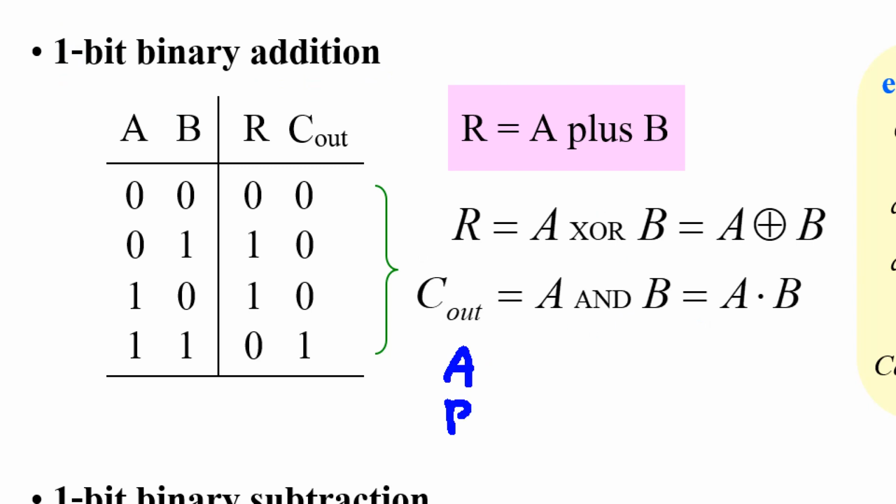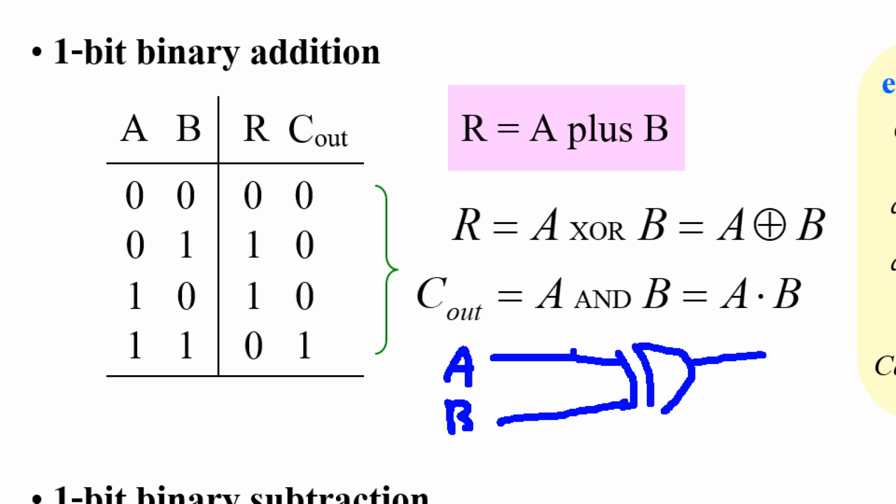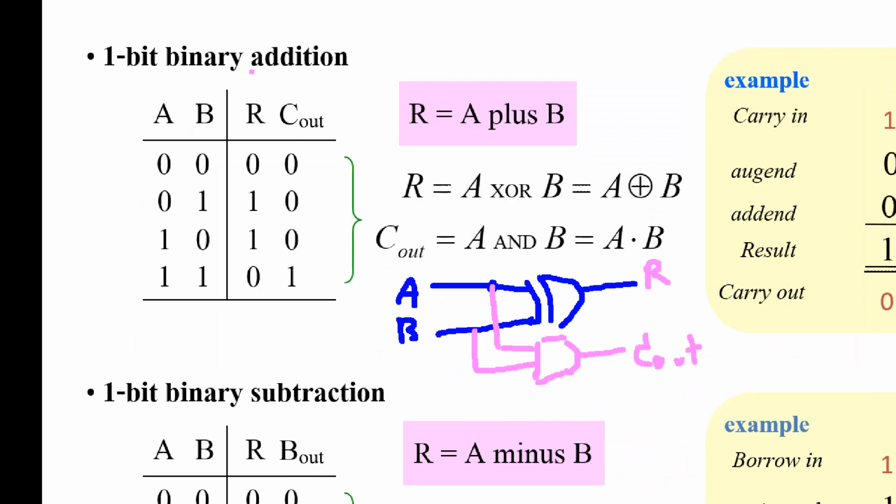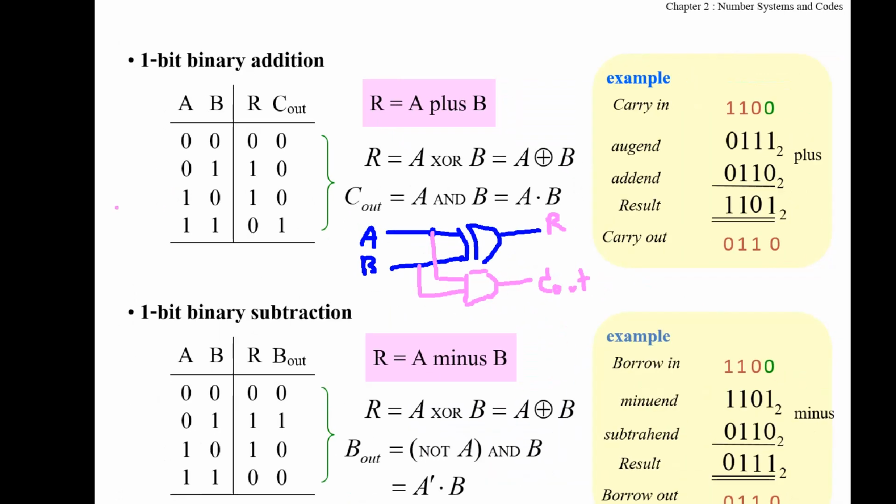A, B, XOR together. Okay. And C, A and B together. Then you get carry out. This one is the result of addition. Okay, so now you can create a circuit easily. How about this one?